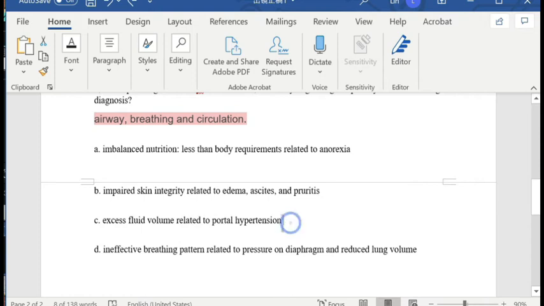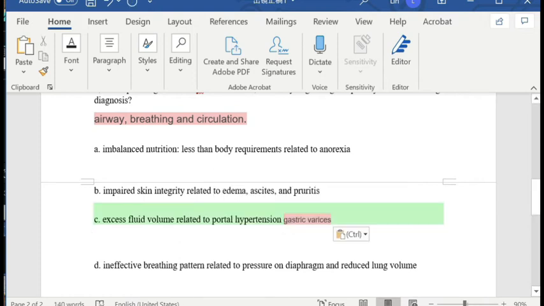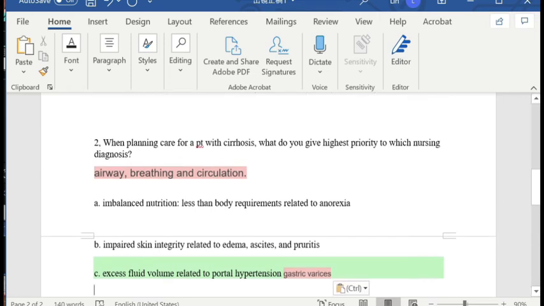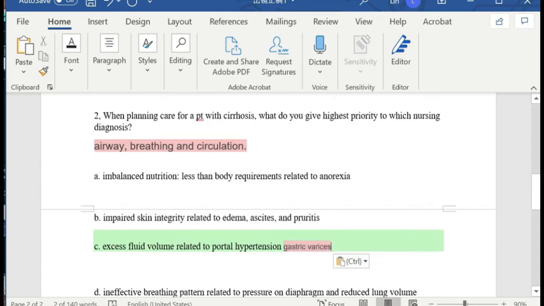A lot of students see portal hypertension and think about gastric varices. They see the patient develop portal hypertension, then develop gastric varices, and then the varices will rupture and the patient will bleed out. But go back and read the question one more time. Did the question say anything about the patient having already developed gastric varices? No, right? So please don't assume it.